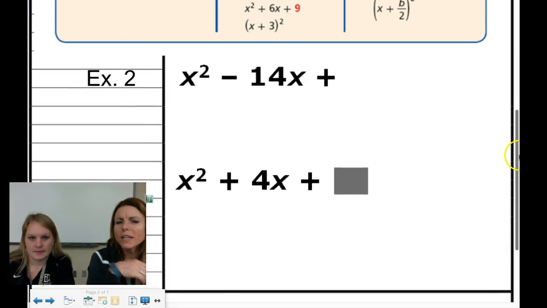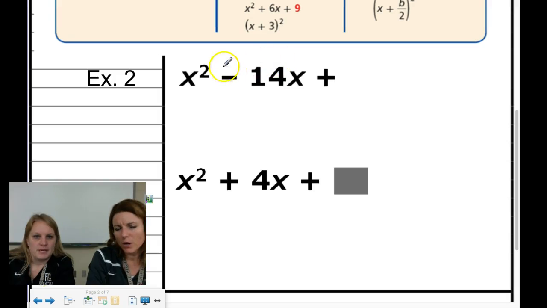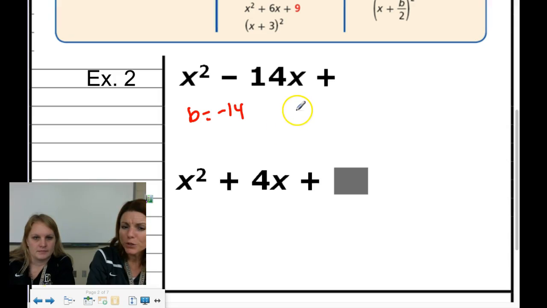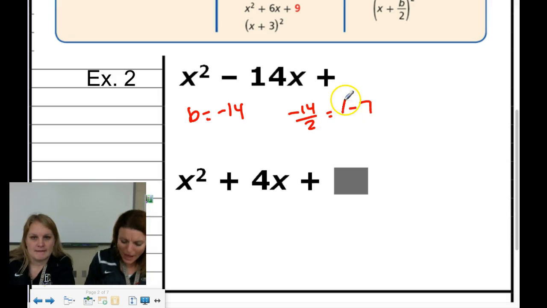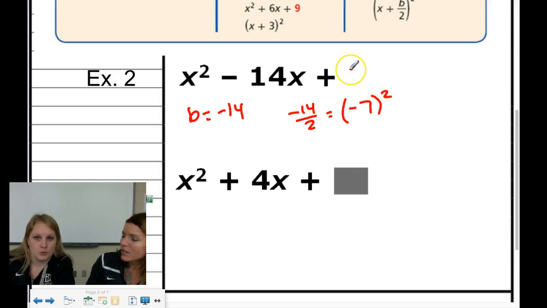So what is b in that first one? B is negative 14. So we'll write b equals negative 14. And then what's b over 2? Negative 14 over 2 is negative 7. So what we're adding to each side is that squared, which is 49. And that's what goes there. Maybe circle it so they know that's what we were trying to find. Okay. Let's try the next one.